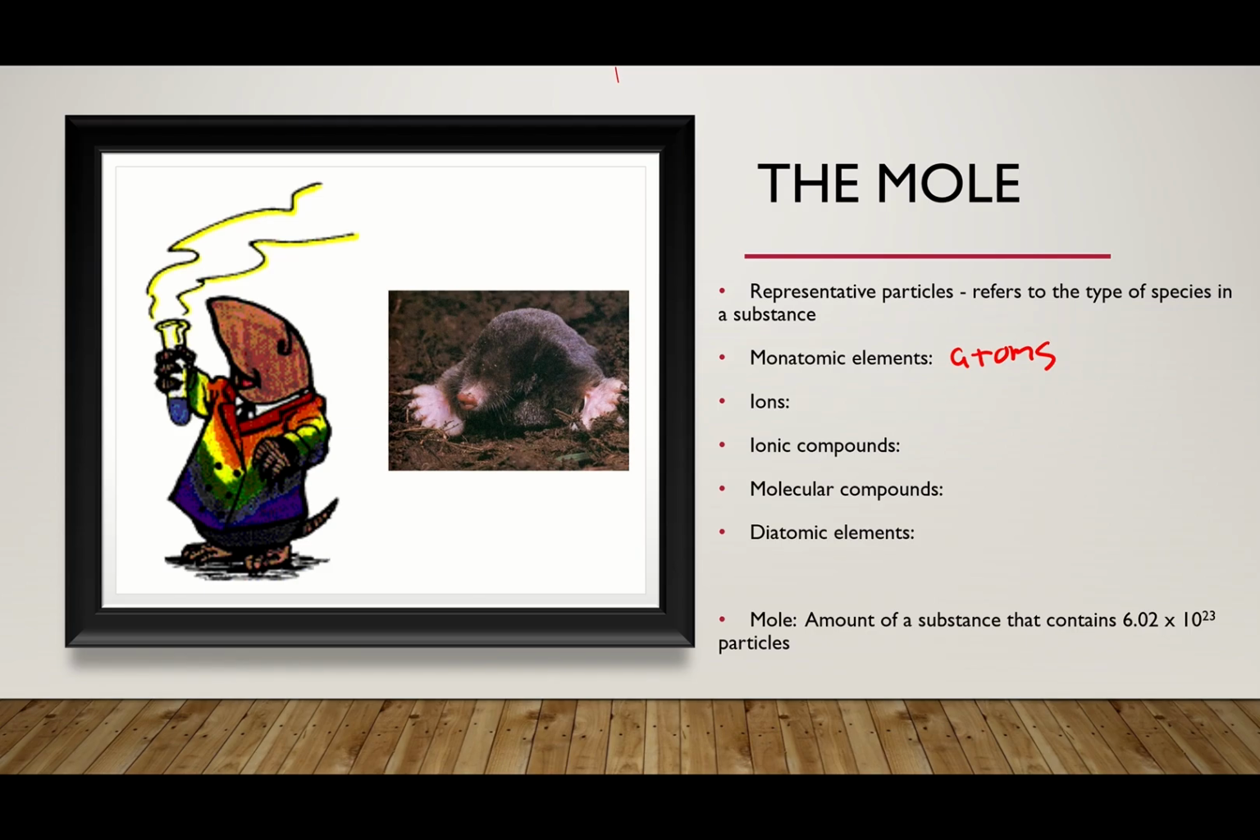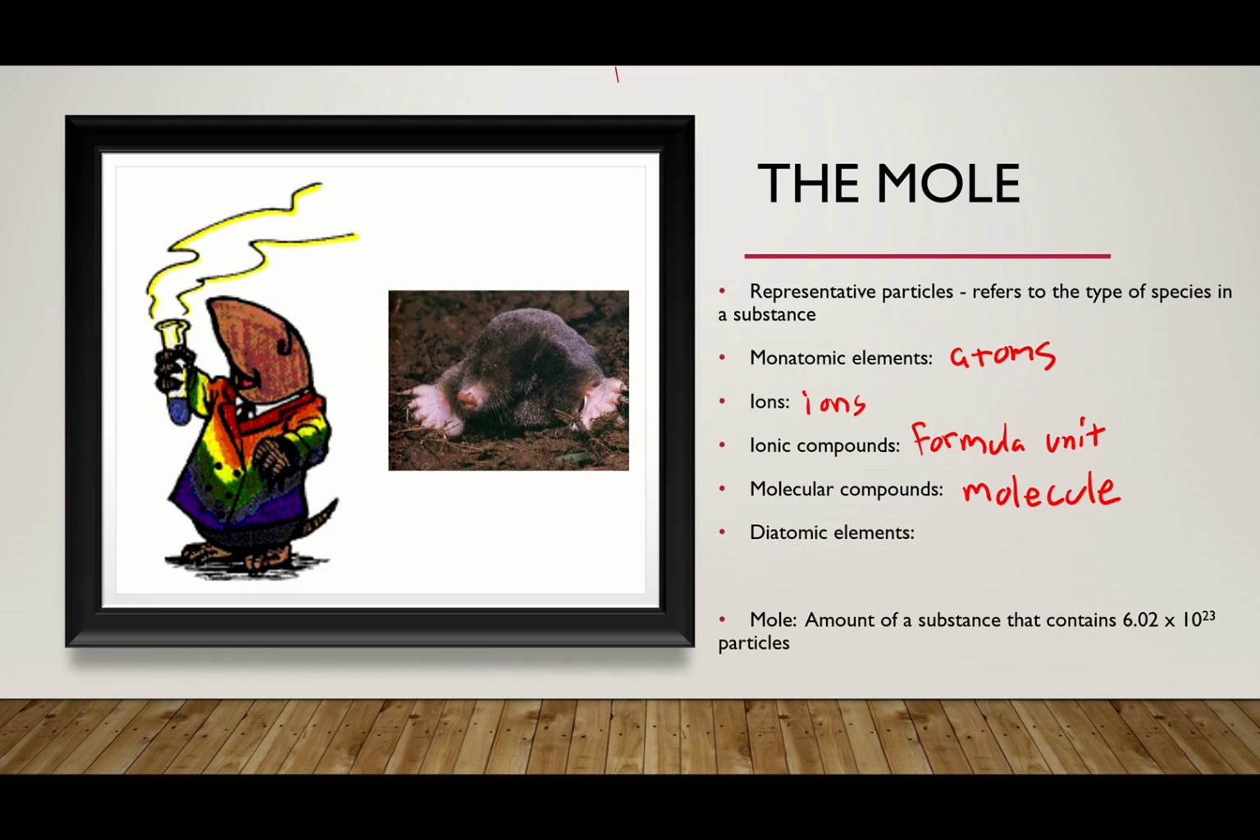If we're dealing with a charged particle, then of course we refer to those as ions. Now suppose we have two elements bonded together forming a compound. If that compound is ionic, then the representative particle to refer to in a compound is called a formula unit. Now, if that compound happens to be molecular or having a covalent bond in it, we will refer to the type of particle as a molecule.